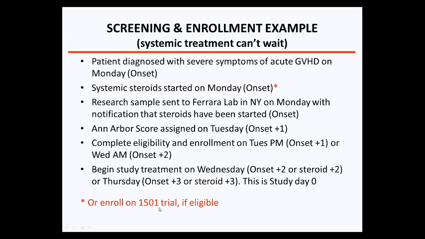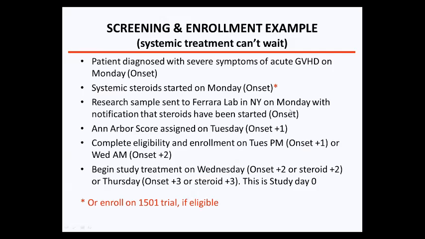Or you enroll because everything is triggered at the same time. You're going to do your Minnesota stratification. You check if they're standard risk, they're eligible for 1501, right? At the same time, you send your sample to New York. You get to see if they are 1 or 2, and then you click the button for sirolimus versus prednisone. If they are number 3, natalizumab.